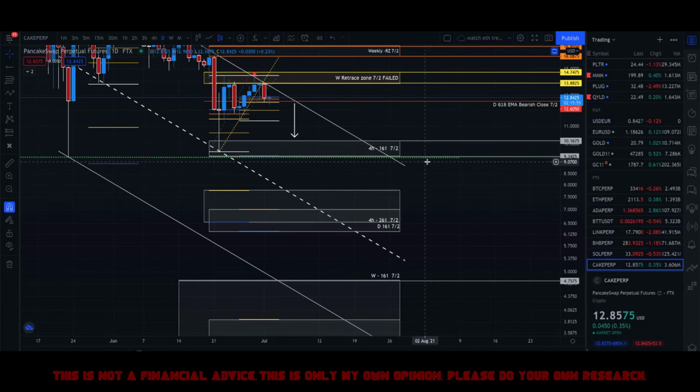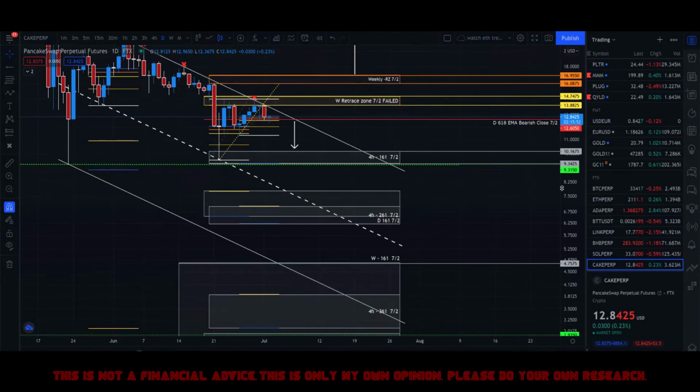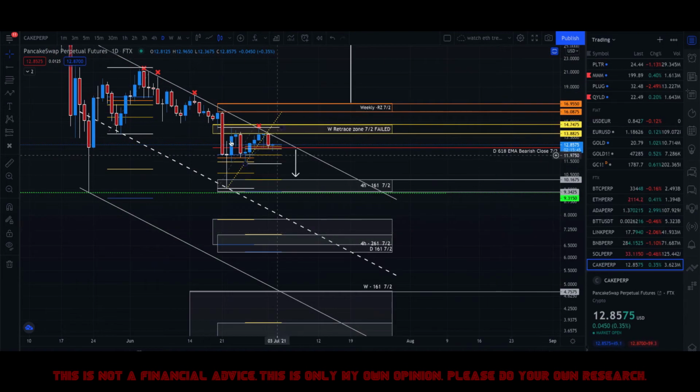And the green line is where we have the weekly support, which is bearish below. Okay, so get rid of this.